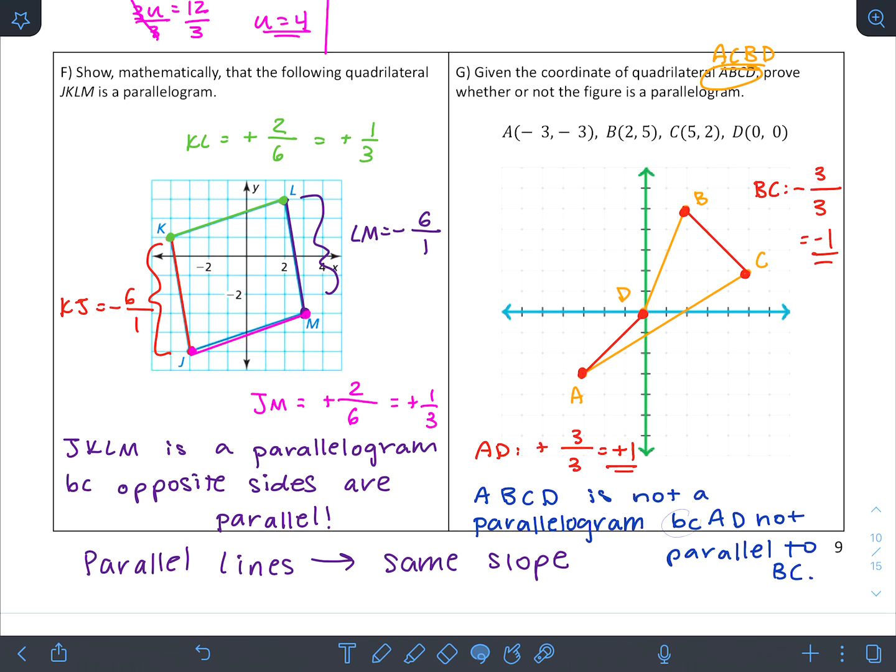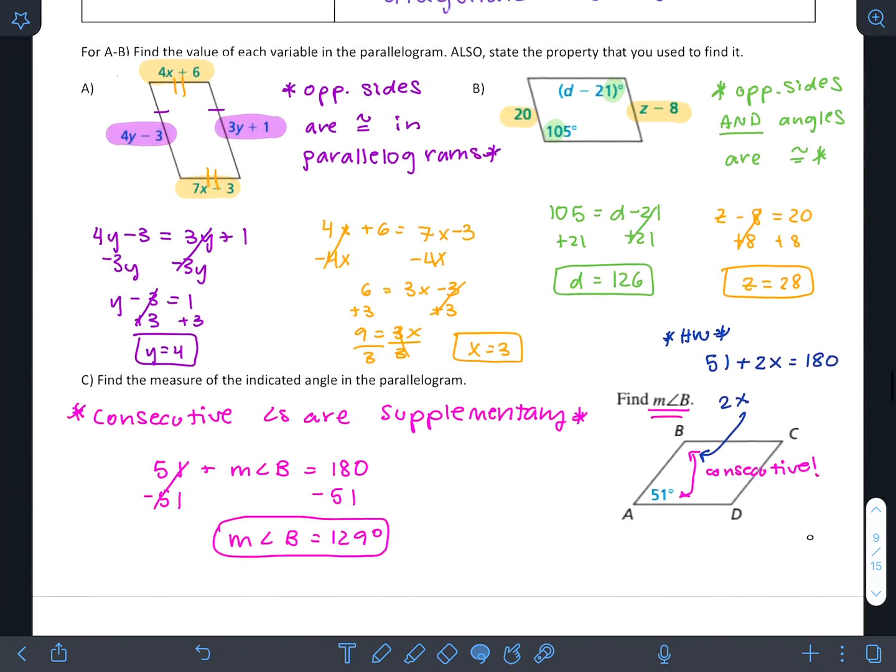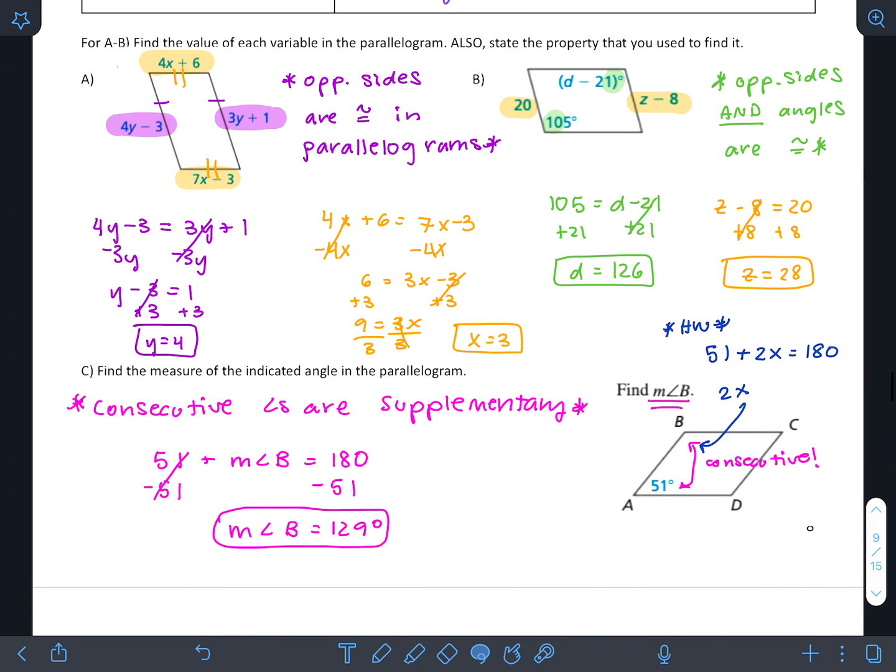I'm realizing that's hard to read. There we go, because AD is not parallel to BC. So those are your notes. That is all I need you to worry about notes-wise. Hopefully you have it completely filled out. If not, go back and look.